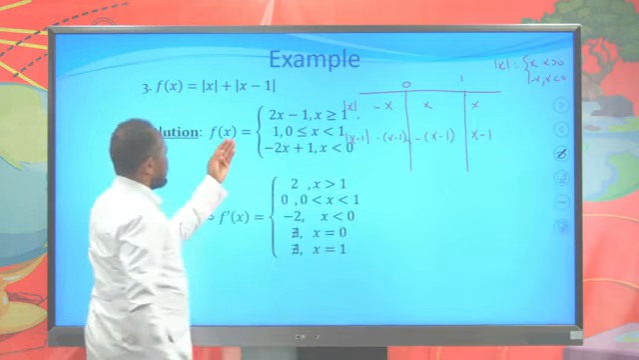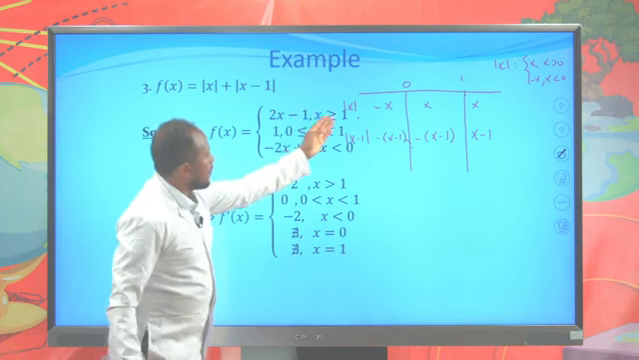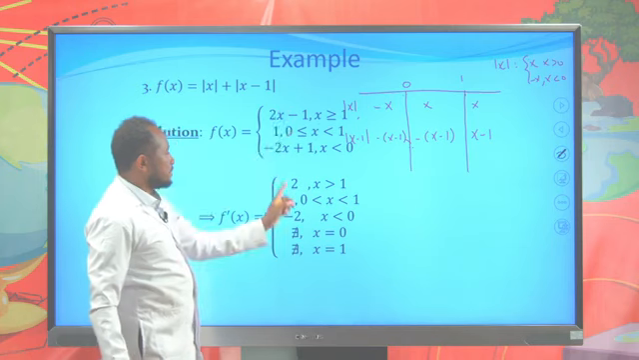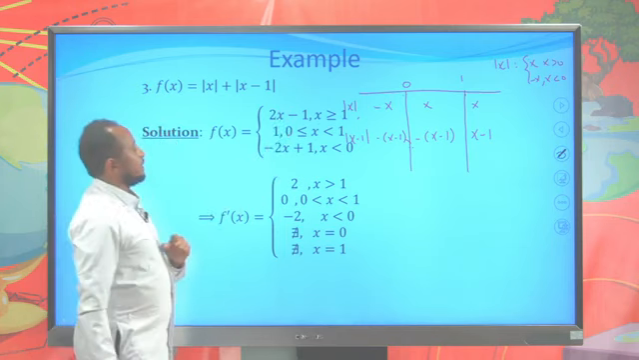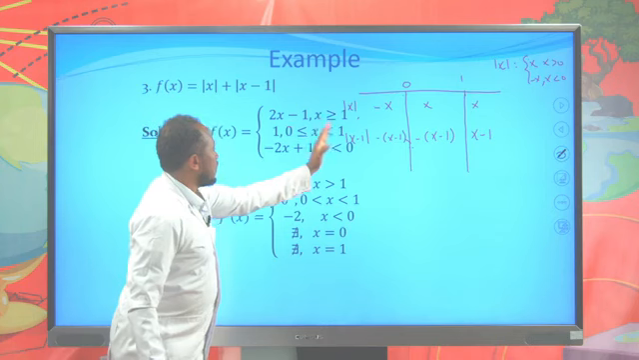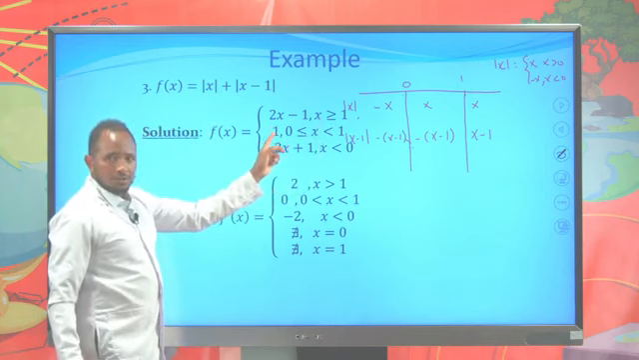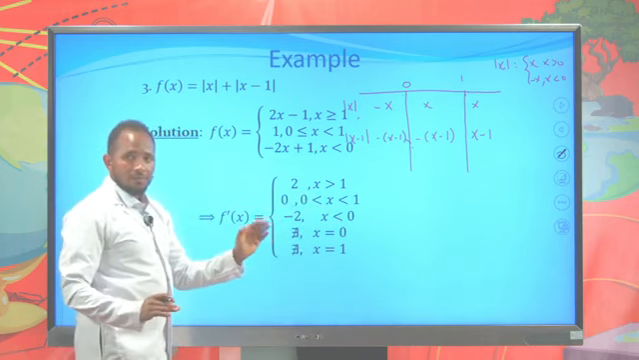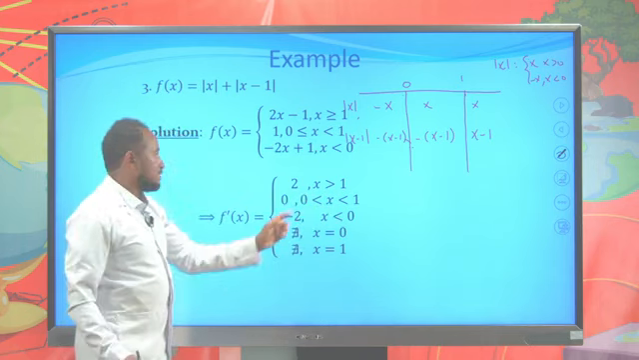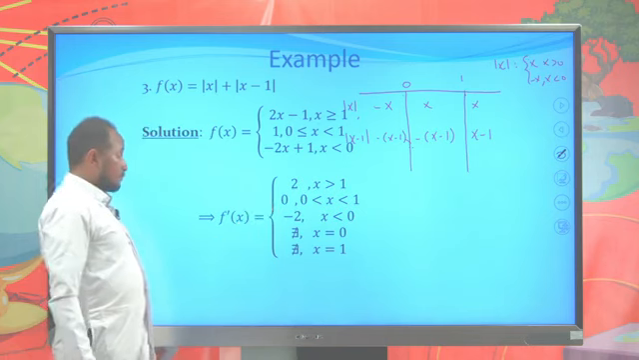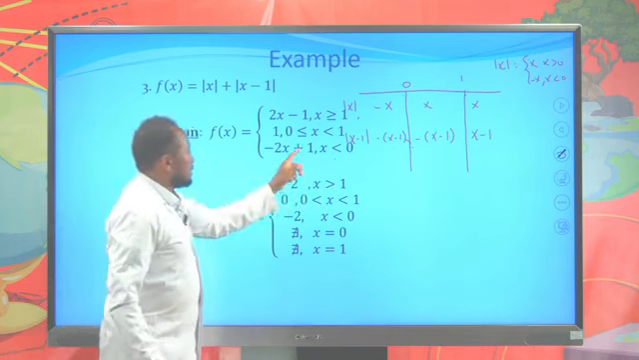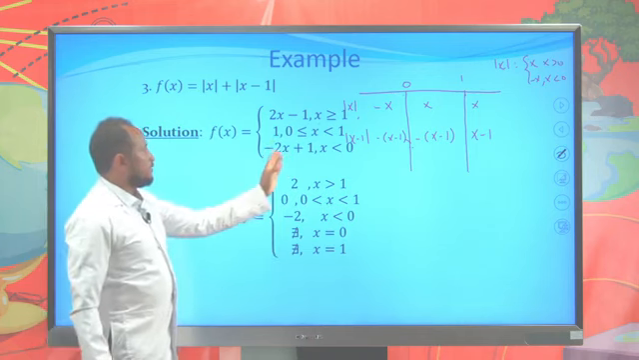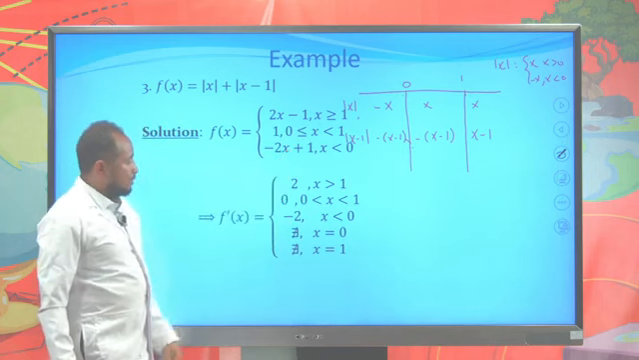The derivative of this function for x greater than 1, not including 1, is 2. Between 0 and 1, since the function is a constant function, its derivative is 0, not including 0 and 1. And for x less than 0, the derivative of minus 2x plus 1 is negative 2.